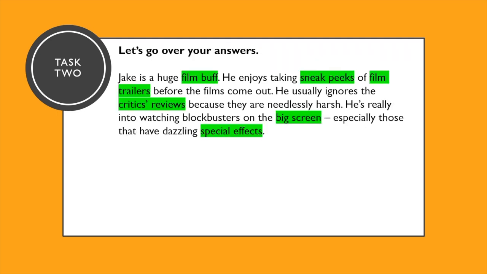The noun combinations are a film buff, a sneak peek, a film trailer, a critic review, the big screen, or special effects. So how many of those did you manage to find? And remember, if any of these noun collocations are new to you, why not go into your Learner Dictionary, check the meaning, and then add them to your notebook.